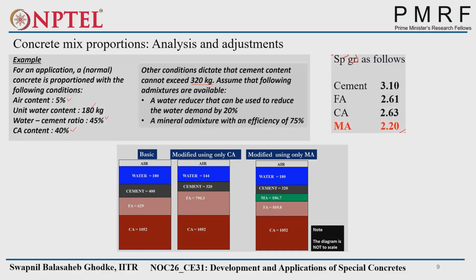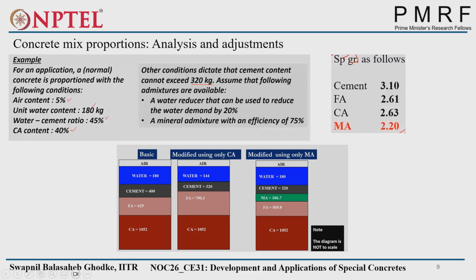So can anyone please tell me whether this paste content will be the same or different? No, you can see these are all kg, right? You see here we have the paste content how much? 400 kg. Here we have 320 kg, with reducing water content by chemical admixture. And now we are replacing cement content by mineral admixture. So obviously you see 320 plus 106.7, it is more than 426, right? 426 kg cement plus mineral admixture.